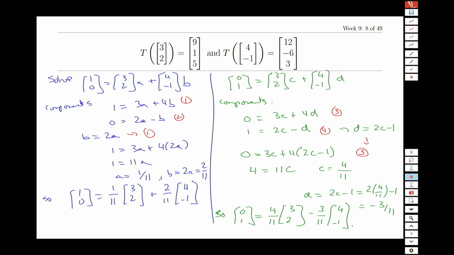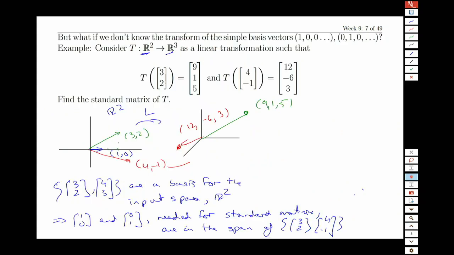The entire time here, we're only working in the input space. Yes, we are only working in the input space because of our standard matrix definition that we want to transform 1, 0 from the input space and 0, 1 from the input space. Yes. Now we're going to take the leap to the output space.